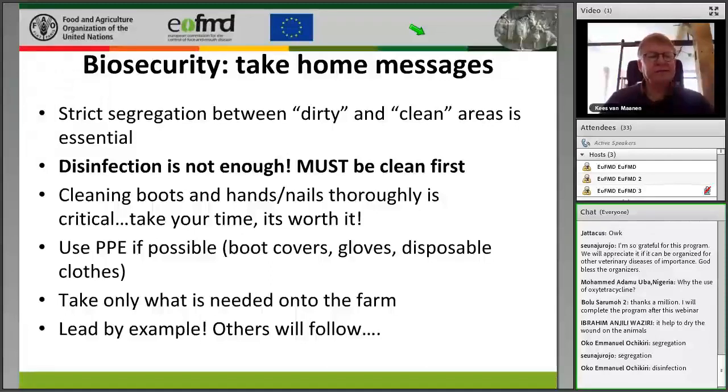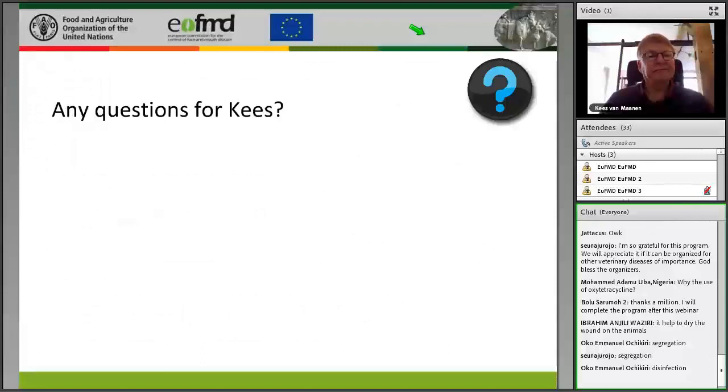Use PPE if possible. Take only what is needed onto the farm, and be restrictive and not take all sorts of things onto the farm that you will have to clean and disinfect again to take off the farm. Lead by example, because then you can expect that others may follow.